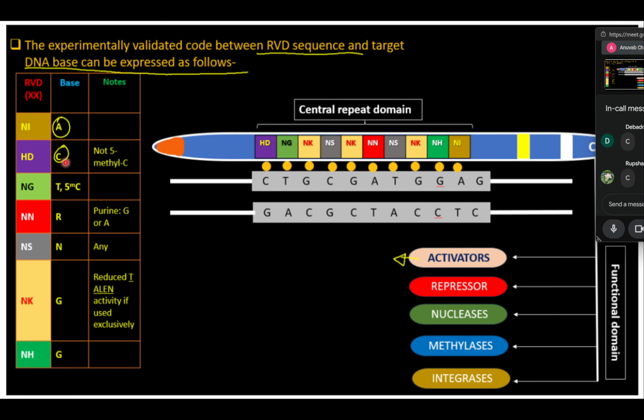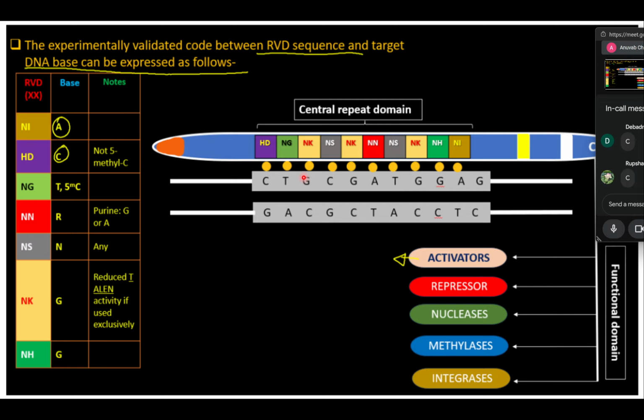acids. For example, NI can bind to adenine, HD can bind to cytosine, NG can bind to thymine as well as 5-methylated cytosine, NN can bind to R, R is essentially purine, NS can bind to anything, NK can bind to guanine, and NH can also bind to guanine. So depending on how you design the central repeating domain of your particular TALEN, essentially the TALEN can go and bind to any specific nucleotide.